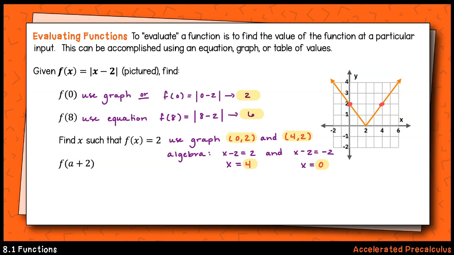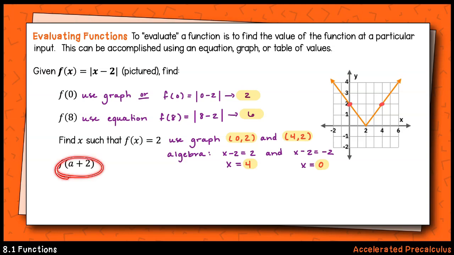Now, we'll get an absolute value of 2 whether x minus 2 is positive 2 or negative 2. So that's why we have two different equations, and subsequently two different values of x for this output. Note that this is still a function because each input is still paired to only one output. Remember, we can reuse the same outputs.